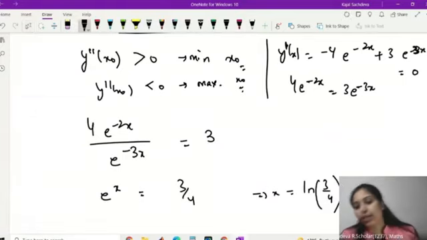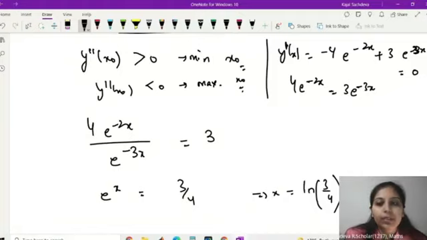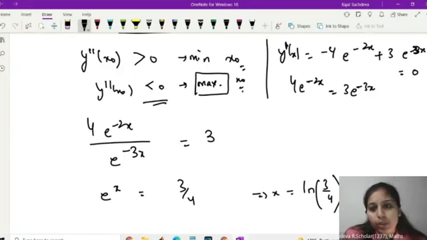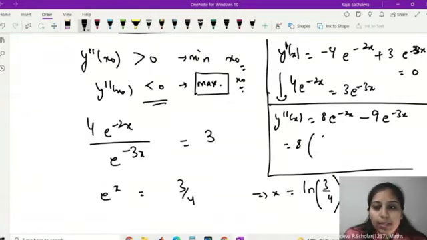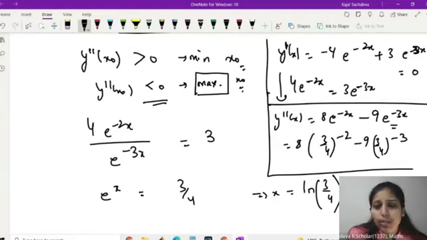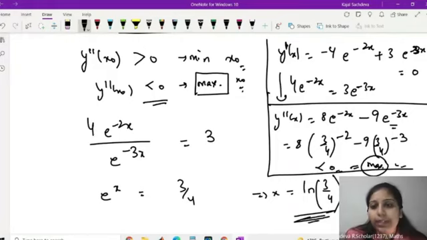So this is a single point we get from here, and also we will check the second derivative, whether it is positive or negative. If it is negative, then we get the maximum value. So just apply the second derivative here. Y double dash x is 8e raised to power minus 2x minus 9e raised to power minus 3x. Just put this point here. It will become 8 into e raised to power x, which is 3 by 4, raised to power minus 2, and e raised to power x, which is 3 by 4, raised to power minus 3. Solve this, we will get a negative value. You can easily solve this. Just taking the reciprocal, we get 8 into 16 by 9, and here 4 cube is 64 upon 27. Just multiplying, we will get the whole thing negative. So this is the point of maximum value.